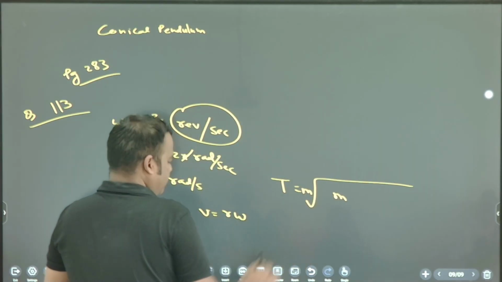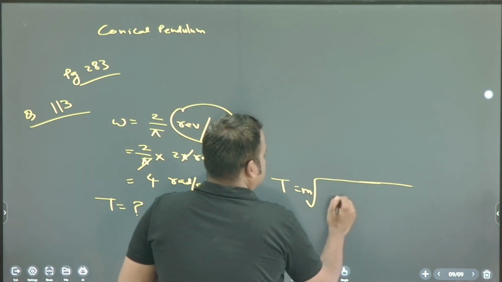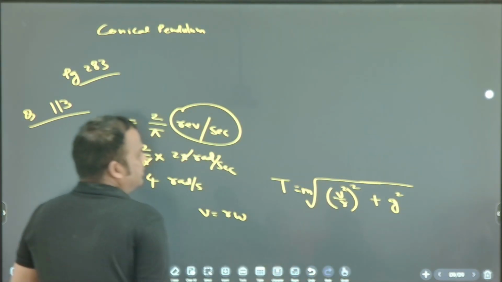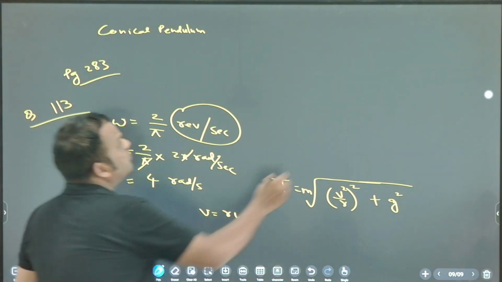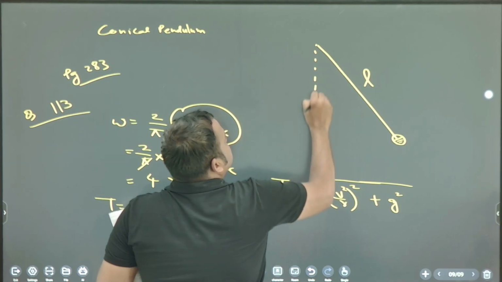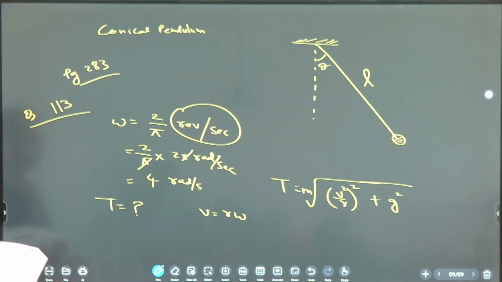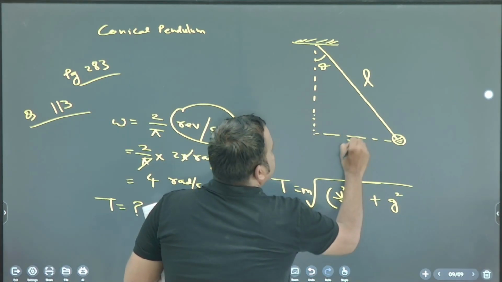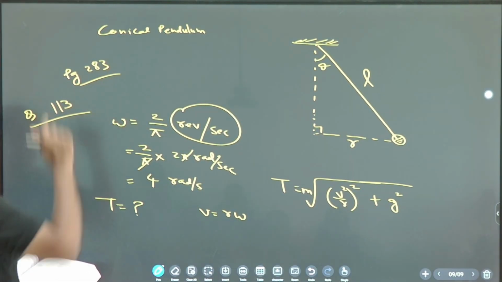Okay, M is outside. V square by R whole square plus G square. Correct. But R is not given. In the diagram, R is not given. What is given? L is given. Theta is given. In the diagram they have given R, L, theta.